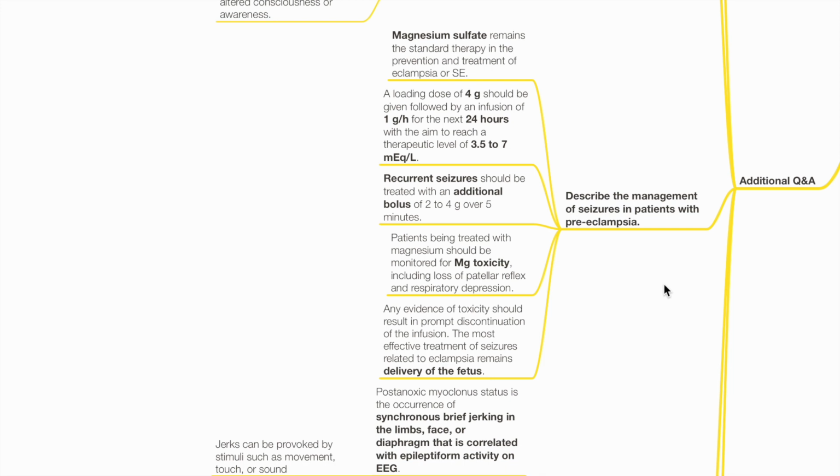Describe the management of seizures in patients with pre-eclampsia. Magnesium sulfate remains the standard therapy. A loading dose of 4 grams IV should be given, followed by an infusion of 1 gram per hour for the next 24 hours to achieve a target therapeutic level of 3.5 to 7 mEq per liter magnesium. Recurrent seizures should be treated with additional magnesium bolus of 2 to 4 grams over 5 minutes.